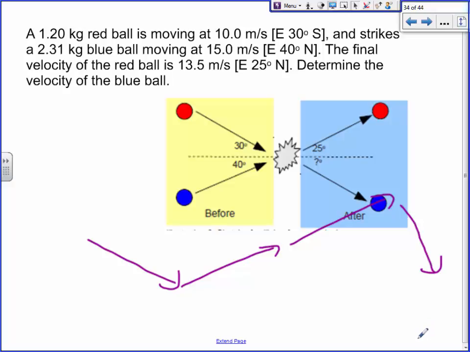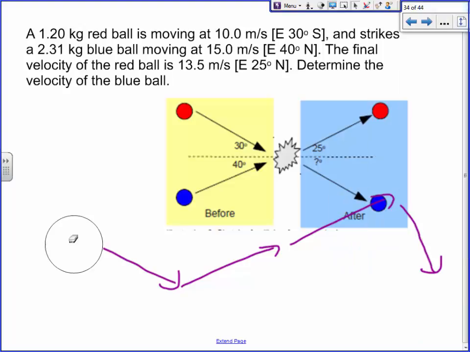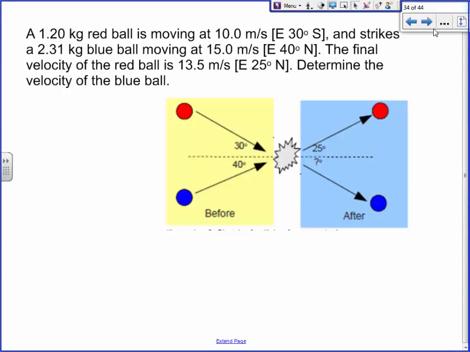So, like when I was chatting with Naomi a second ago, I think this really is only going to work if one of the objects is stationary, because then you really have three vectors, one coming in and two exiting. So, does that make sense why this one kind of stinks? So, you kind of have to do this using the broken up method. So, okay, here we go.